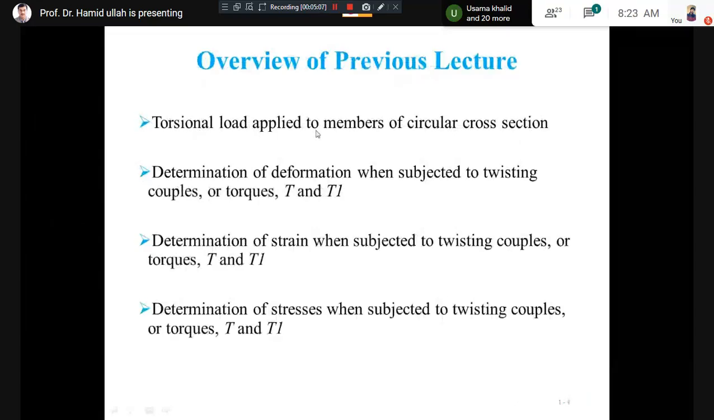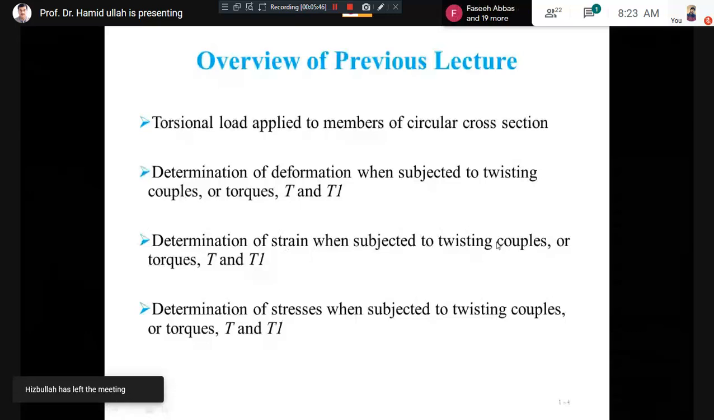Although the topic is the same, torsional load, it is not new. Last week, initially, we discussed some definitions, some introduction, some nomenclature for torsional load. Then we discussed the angle of twist, when a shaft is subjected to equal and opposite torques T and T1. And you remember we derived a relation for strain in a shaft when the shaft is subjected to torques, or torsional load.